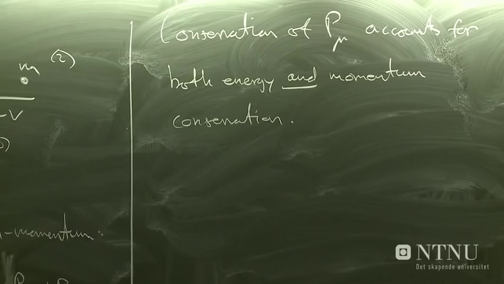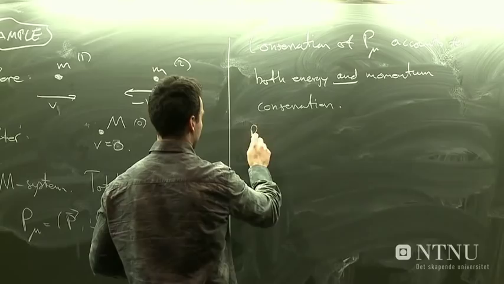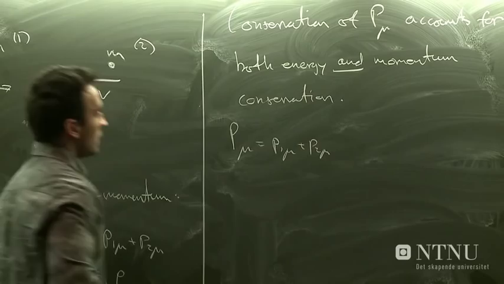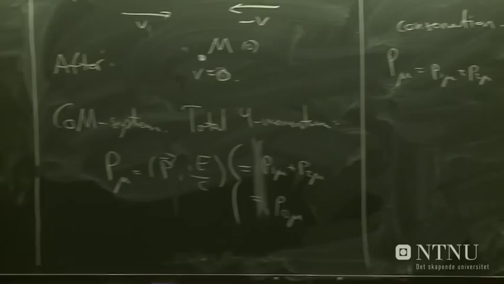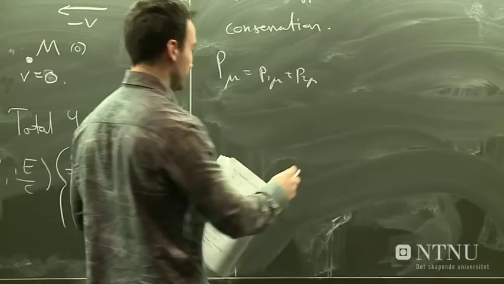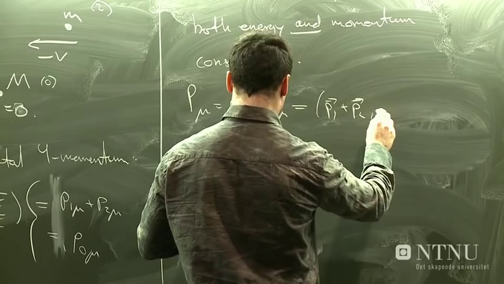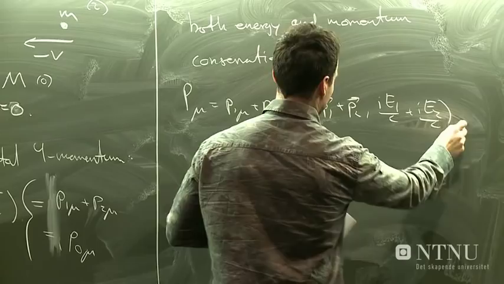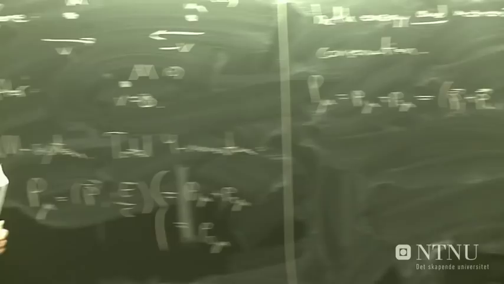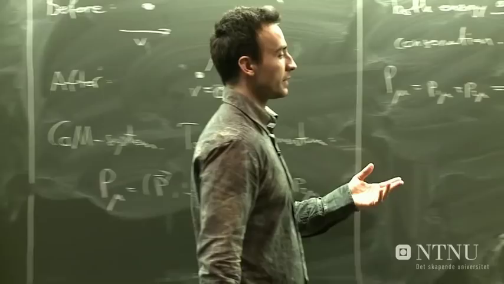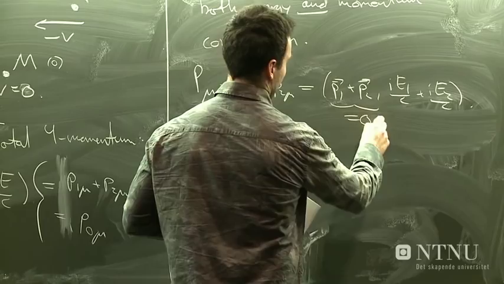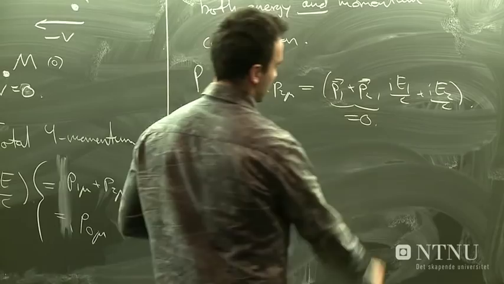So let's see what happens in this particular situation. Before the collision, we have this. P1 plus P2 is equal to the total four momentum. So it looks like this. But since we have now conveniently chosen the center of mass system, we can immediately conclude that this is zero, because the sum of all momenta in the center of mass system is equal to zero, by definition.